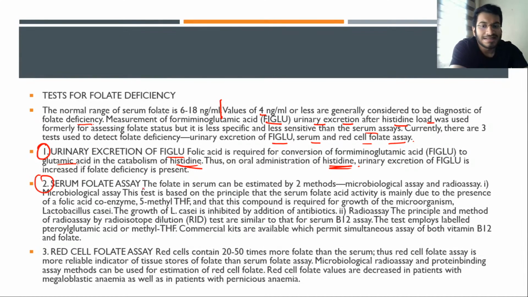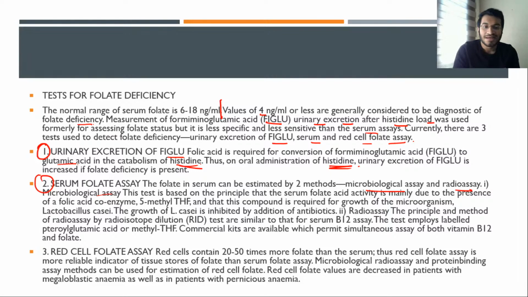Then serum folate assay. The folate in serum can be estimated by two methods, microbiological and radio assay. Microbiological assay: this test is based on the principle that the serum folic acid activity is mainly due to the presence of the folic acid coenzyme 5-methyl-THF, and that this compound is required for growth of the microorganism Lactobacillus casei. Then the growth of L. casei is inhibited by addition of antibiotics.